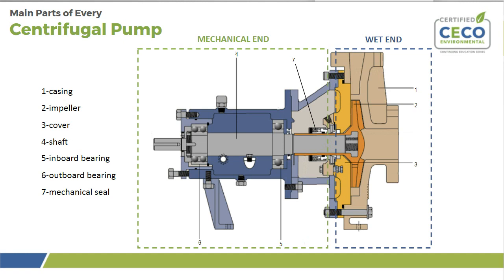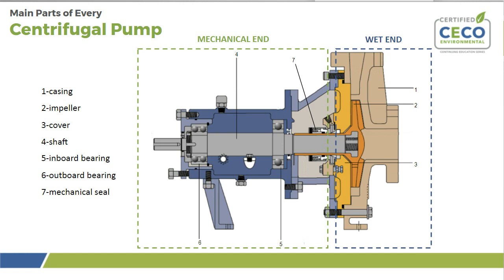Looking at number 7, the mechanical seal. The location where the shaft passes through the casing is referred to as the stuffing box. You need to have some sort of sealing arrangement, in this case a mechanical seal, used to seal the gap between the shaft and the wall of the stuffing box. This is where the seal comes into play, and it also prevents any leakage from coming down on or around the shaft. So again, wet end, hydraulic performance; mechanical end, means by which the wet end creates flow and pressure.